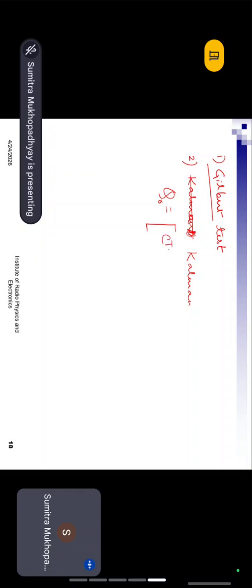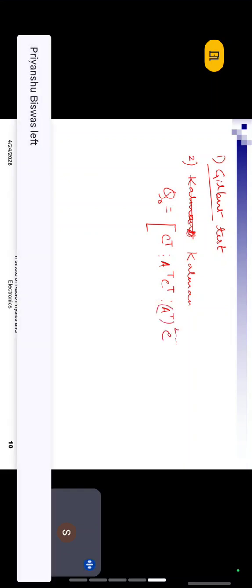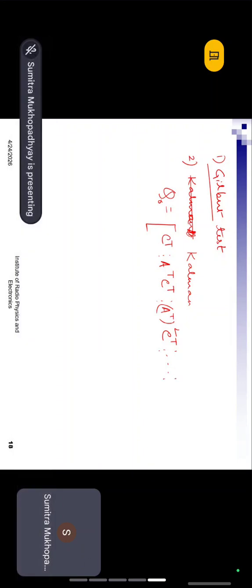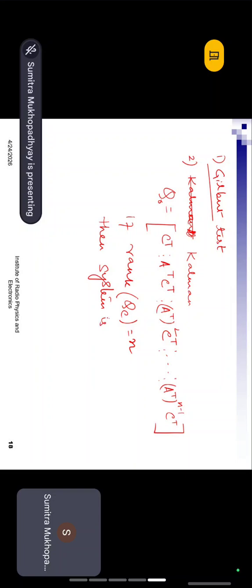C transpose, A transpose C transpose, A transpose whole square C transpose. You have to construct the observability matrix like this. For an nth order system, it will be something like this: A transpose n minus 1, C transpose. If the rank of Q_O is equal to n, then your system is observable. Otherwise not.